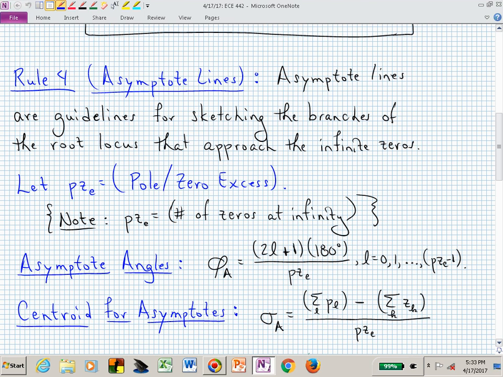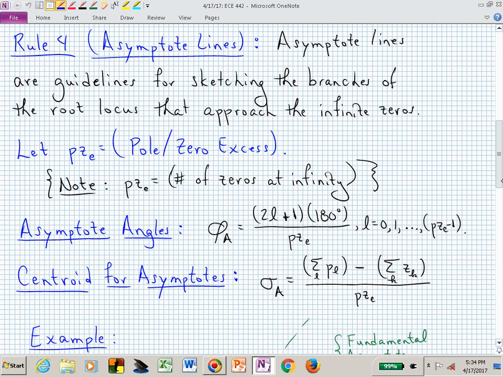It becomes more interesting when we have a pole zero excess of 3 or more. Then we have angles of 60 degrees, etc., for the asymptotes that are our guidelines. Rule number 4 says that these are asymptote lines for sketching the branches of the root locus associated with the zeros at infinity, or those zeros that are going off to infinity, and how many of those we have depends on the pole zero excess.